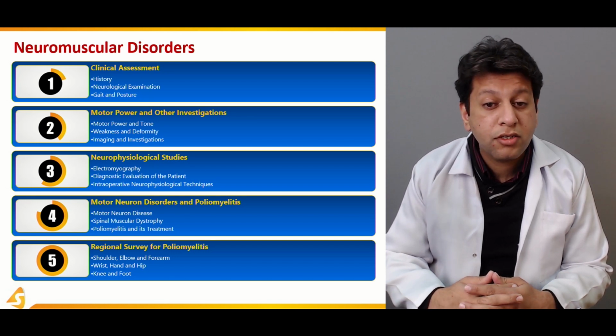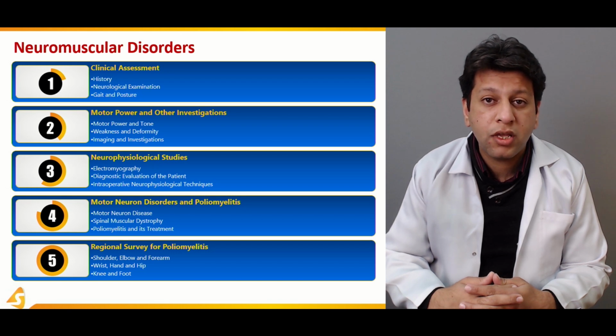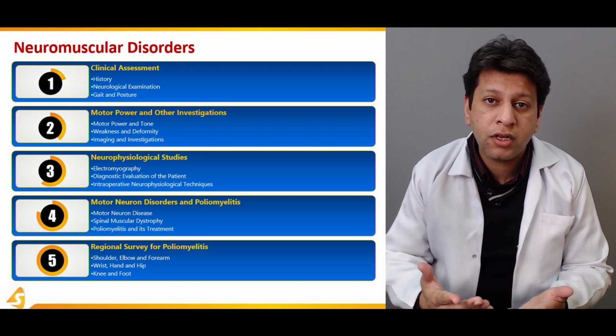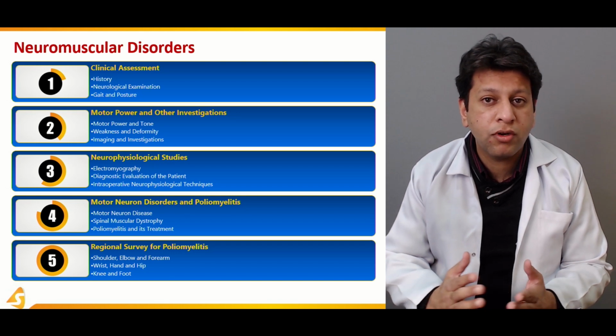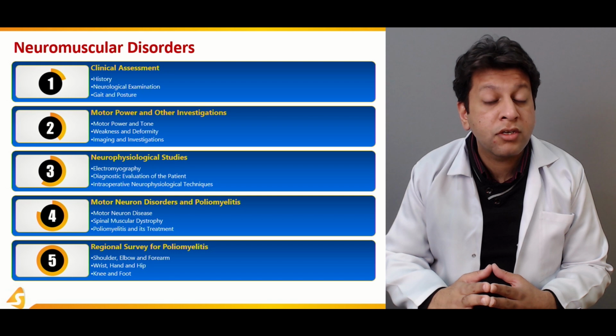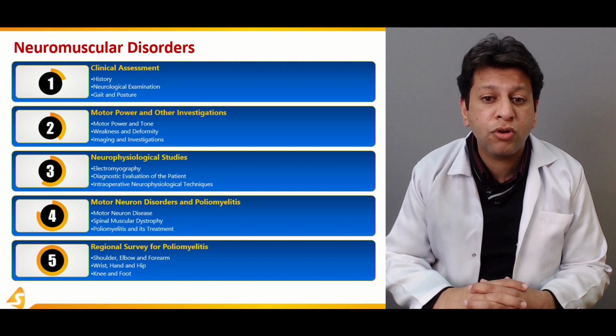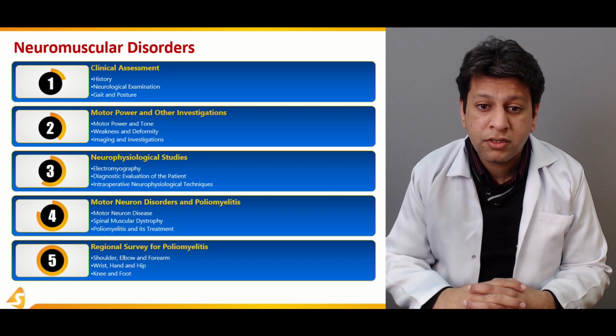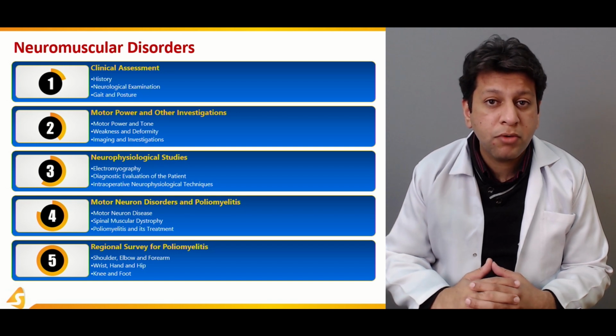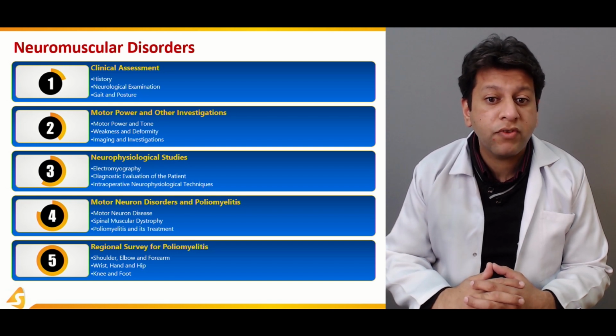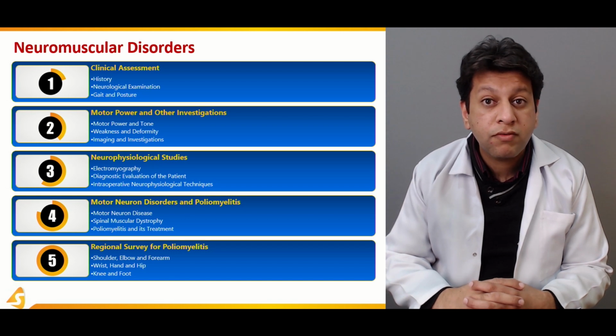Then in the second section, we'll go through the motor power and then investigations, how to actually do the muscle charting, which are the typical muscles that need to be looked out for to identify different lesions at different levels of the spinal cord. And in this section, we're also going over the imaging and investigations we need to perform, especially electromyography and NCS.